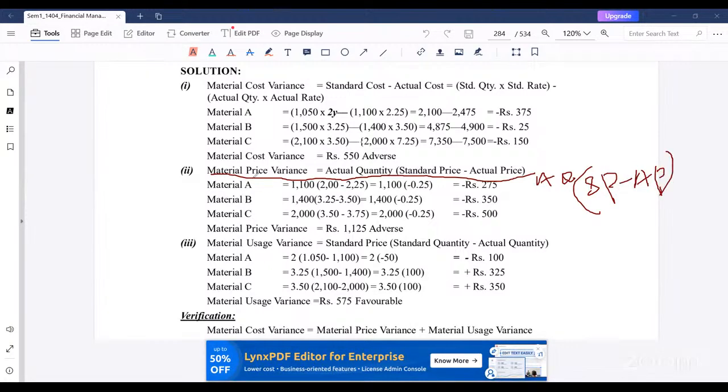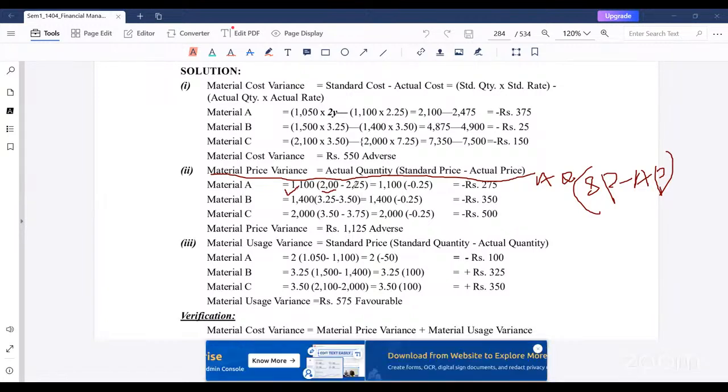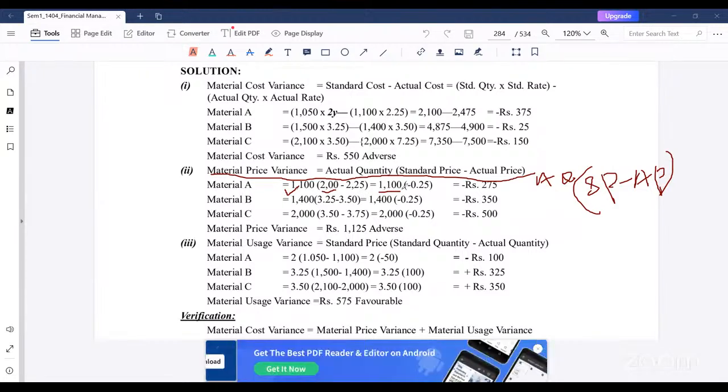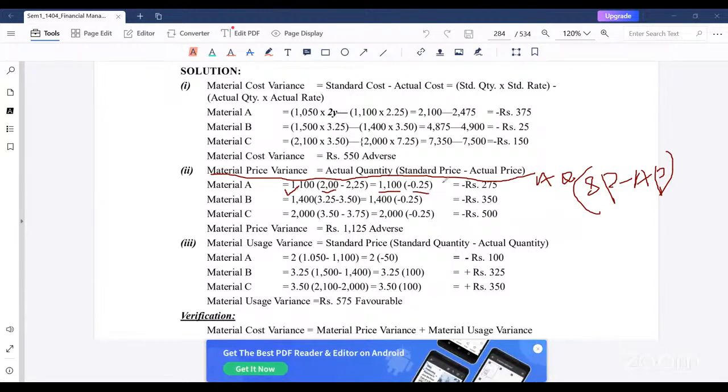So here material A actual quantity is 1100. Standard price is 2 rupees. They kept a comma, but it's a point, 2 rupees. And actual price is 2 rupees 25 paisa. So 1100 is the actual quantity. 2 rupees minus 2.25 comes to minus 0.25. And it is 275, it is adverse.